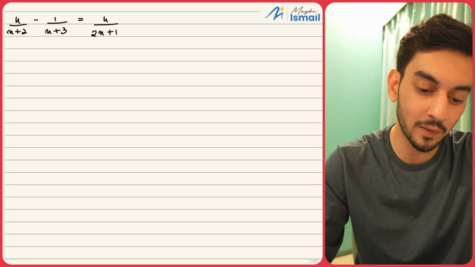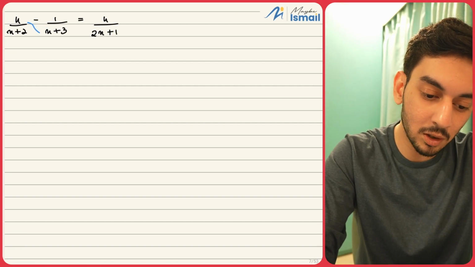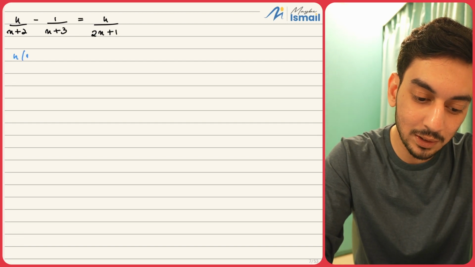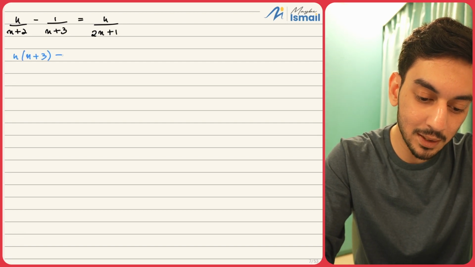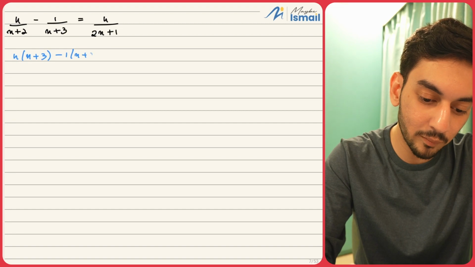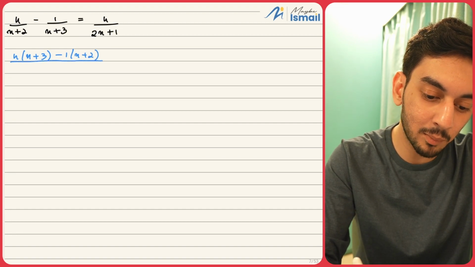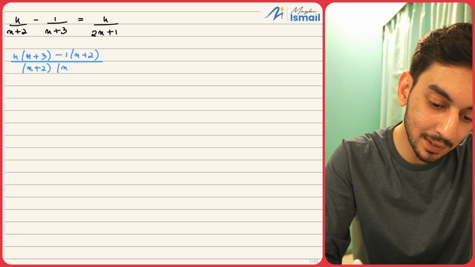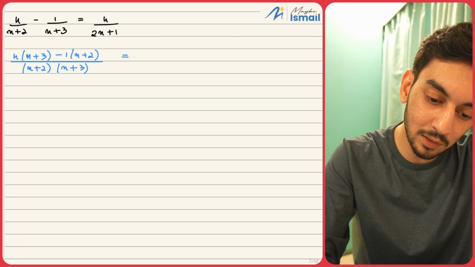So let us try solving it. How do I do it? I just cross multiply. I just simplify the two fractions over here. So it becomes 4 times (x plus 3) minus 1 times (x plus 2), and the two denominators get multiplied by each other. So it would be (x plus 2) times (x plus 3), and that is equal to 4 upon (2x plus 1).